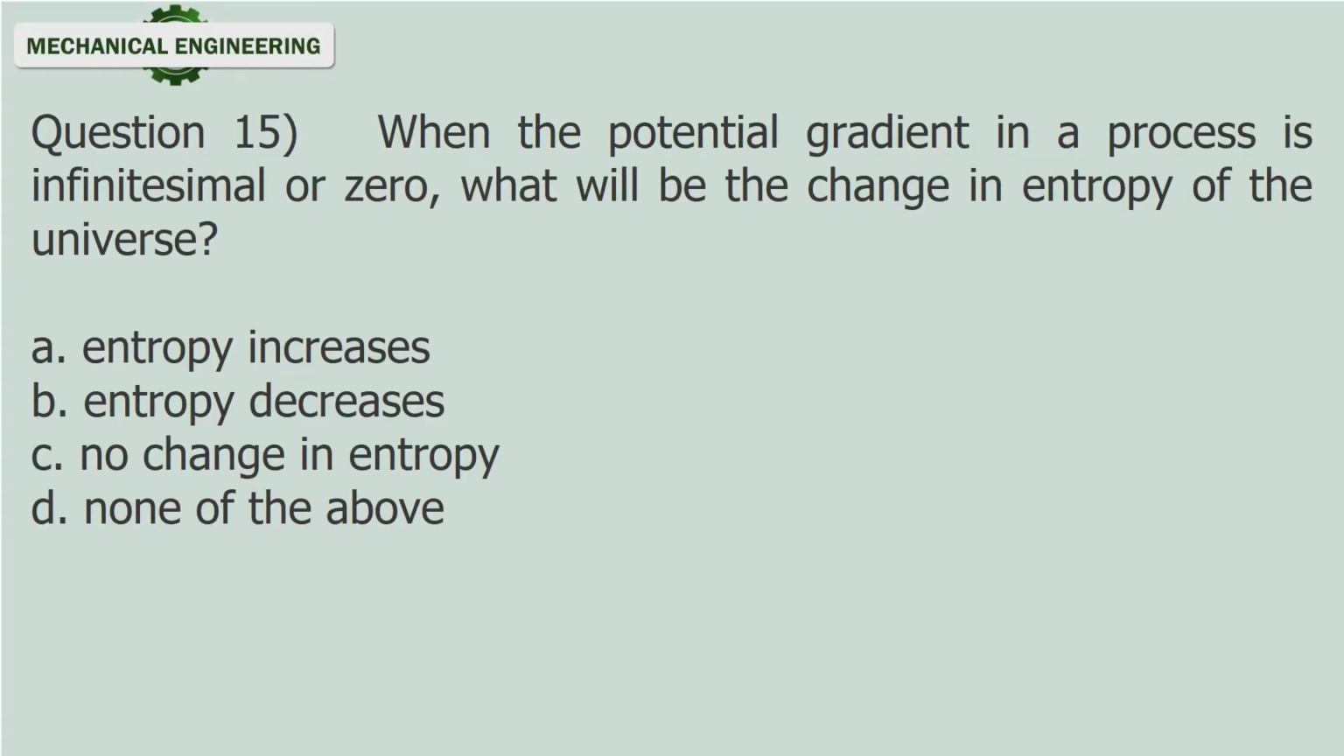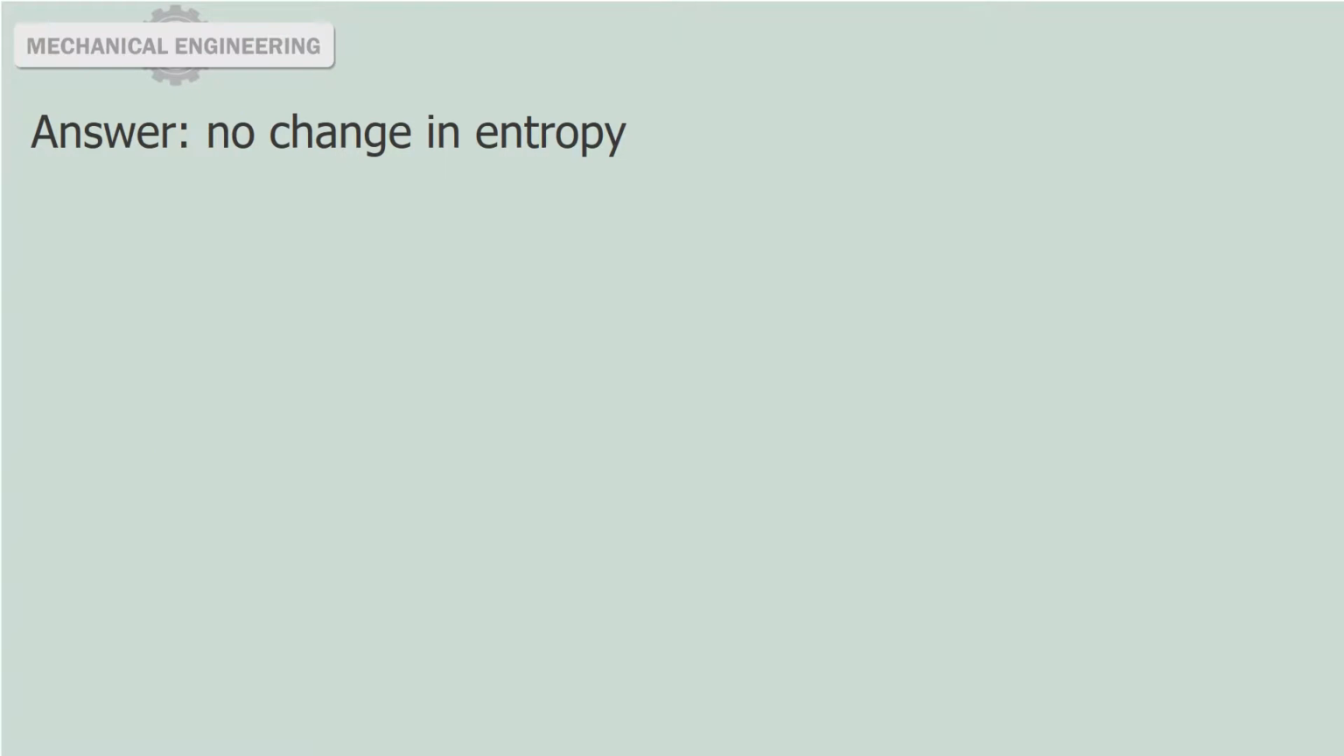Question 15. When the potential gradient in a process is infinitesimal or 0, what will be the change in entropy of the universe? A. Entropy increases. B. Entropy decreases. C. No change in entropy. D. None of the above. Answer: no change in entropy.